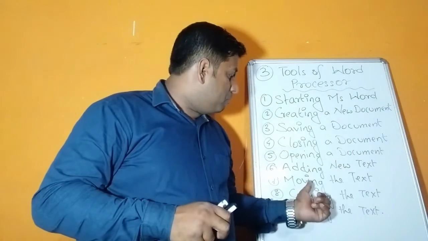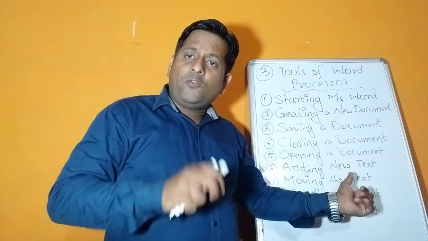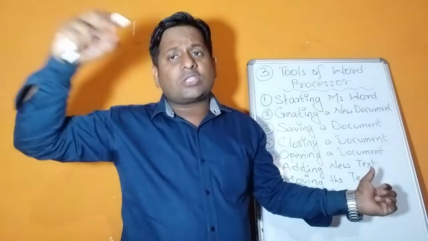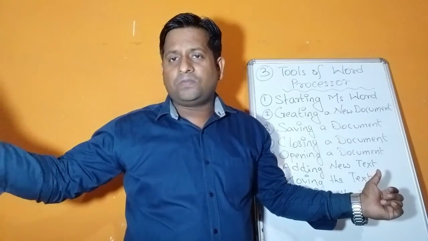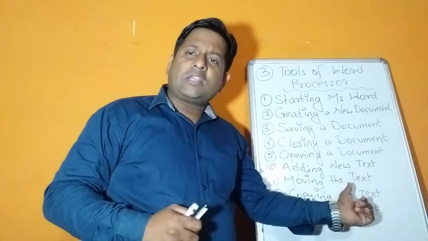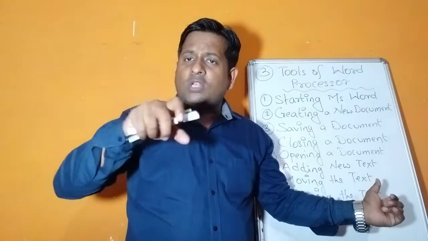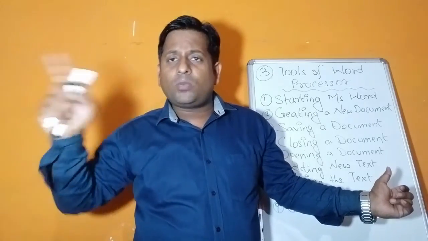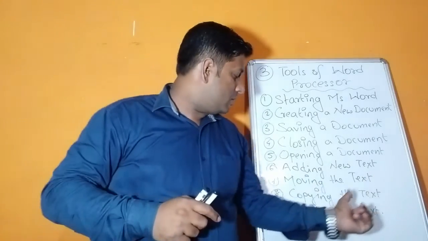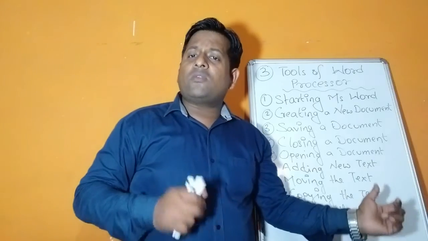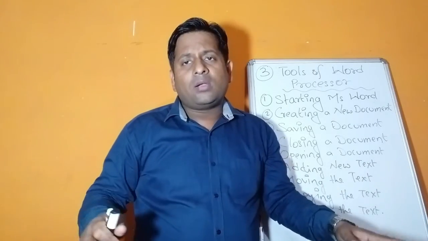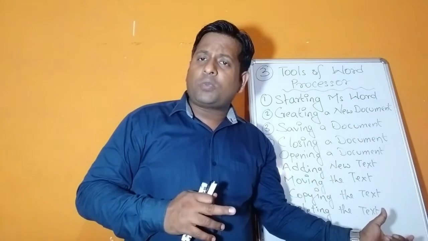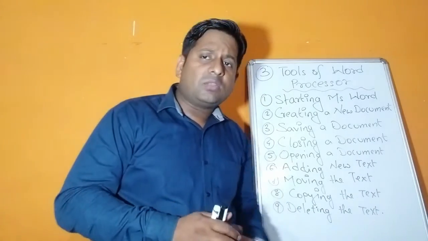Moving the text means taking the text from the original location and placing it in another location. Then copying the text means creating a duplicate. In the original location the text will be there, and in the copied location also the text will be there. The text will be in two places. And deleting the text means when the text is not required, we can delete it also. So children, these 9 points I'm going to explain in this video, so see this properly.